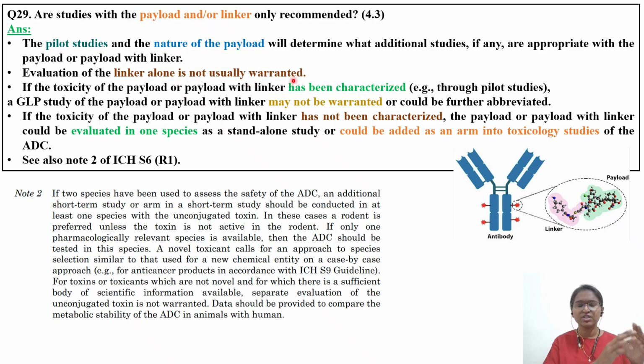So in the previous question, you see, evaluation of the monoclonal antibody itself is not required. Similarly here, doing a separate tox study on the linker is not recommended by the ICH agency. If the toxicity of the payload, whether just payload or payload plus linker, has already been characterized in the pilot study, then in the case of actual studies, a GLP study of the payload or payload with linker may not be warranted, or could be abbreviated or waived off.